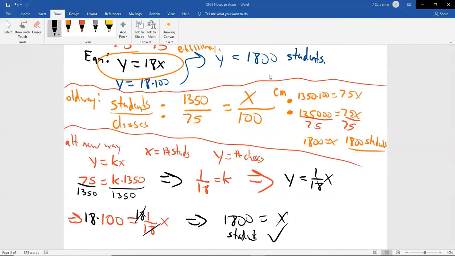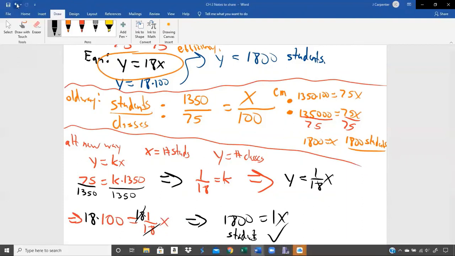One times anything is the anything. The 1 is still there if you really have to see it, but no one likes writing that 1. All right.